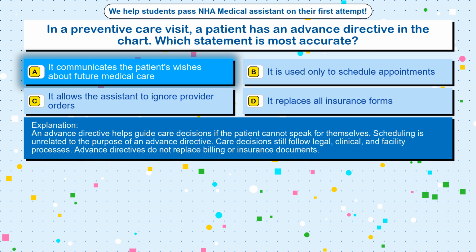An advance directive helps guide care decisions if the patient cannot speak for themselves. Scheduling is unrelated to the purpose of an advance directive. Care decisions still follow legal, clinical, and facility processes. Advance directives do not replace billing or insurance documents.